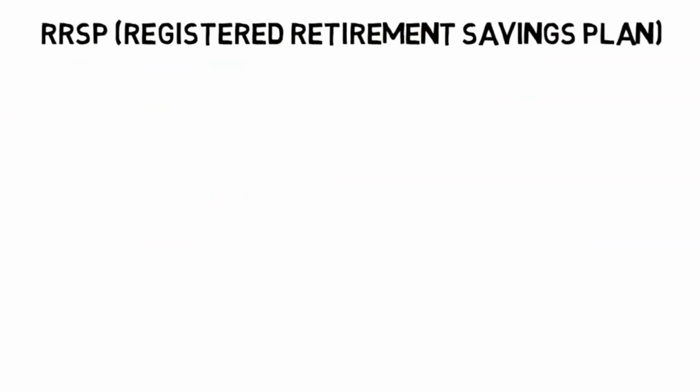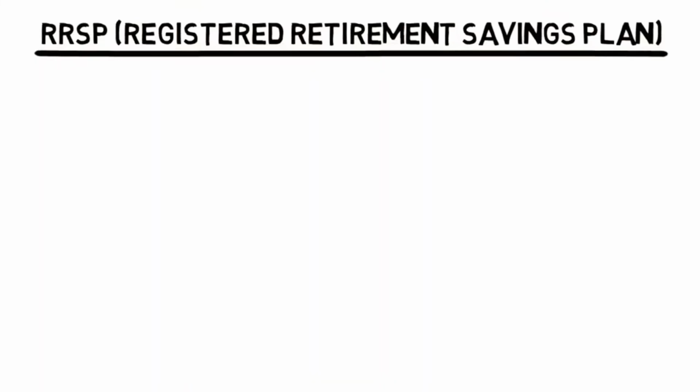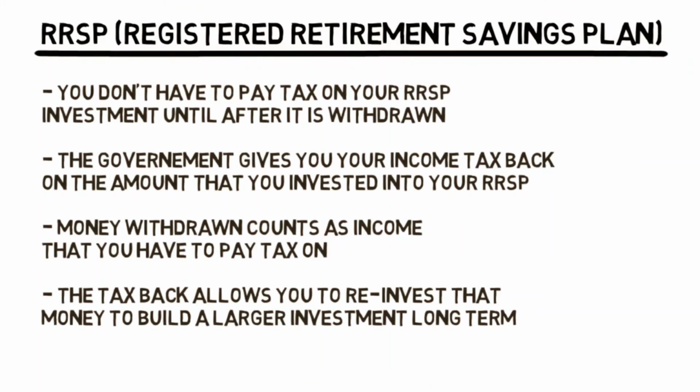Now let's talk about RRSPs, or Registered Retirement Savings Plans. With an RRSP, you don't have to pay tax on the money you've invested until you take that money out of your investment. This is done by the government giving you your tax back on the amount that you invested into your RRSP annually. When you do take money out after retirement, that money counts as income that you have to pay tax on. This sounds counterintuitive, as you still have to pay tax on that money. However, even though you still have to pay tax, if you invest intelligently, you will have a lot more money built up by the time you have to pay tax on that investment.